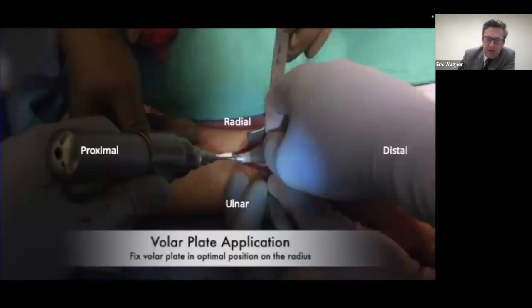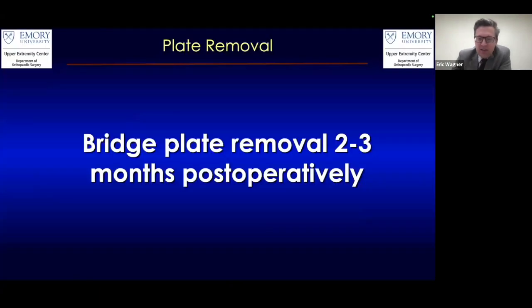So placing the volar plate, I don't necessarily have to show the details of that. I think everybody knows how to do this. One important difference that we do that's different than Doug Handel and some of these others is we do take the bridge plate off usually around 2 months. So usually around 8 weeks.